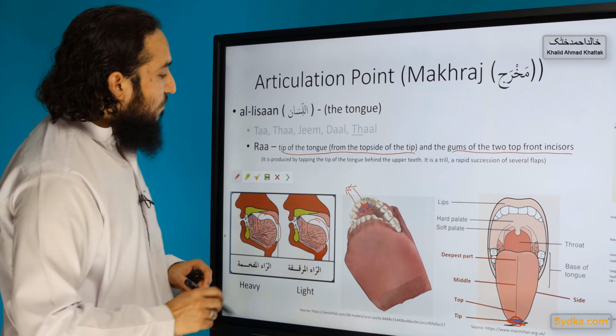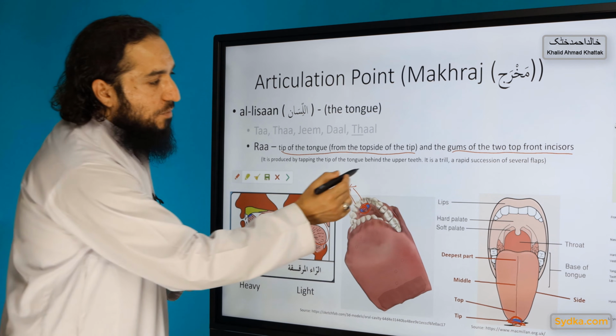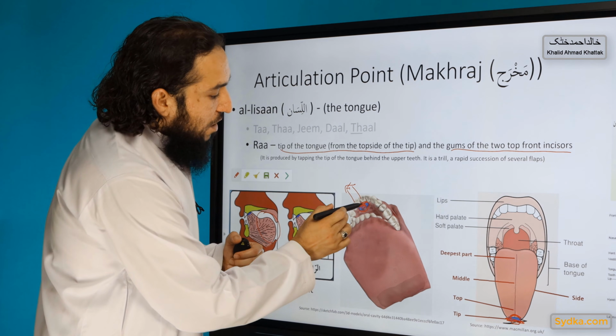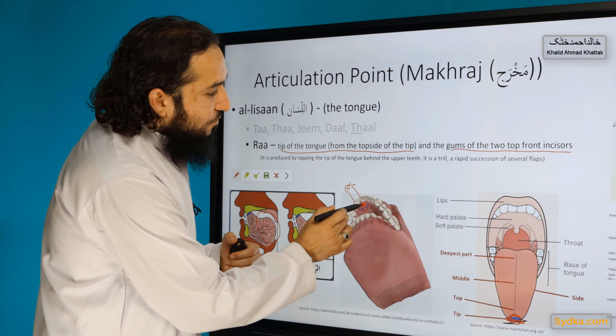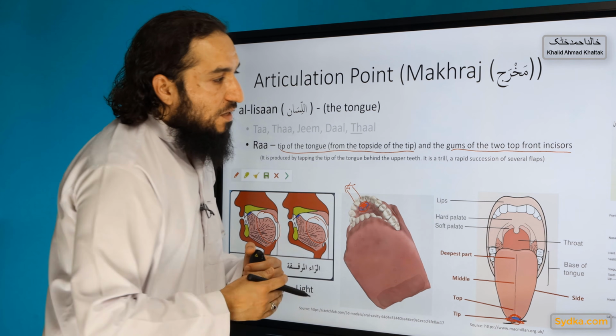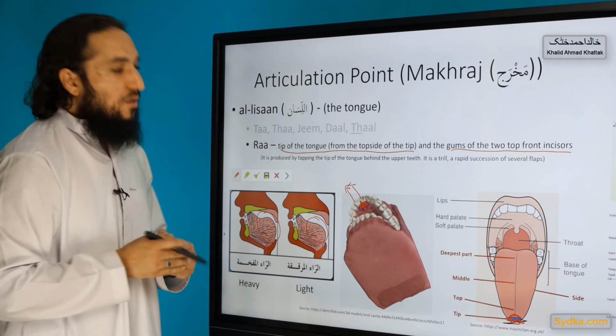How is it produced? It is produced by tapping the tip of the tongue behind the upper teeth, and it is a trill, meaning a rapid succession of several flaps. Ra, r.